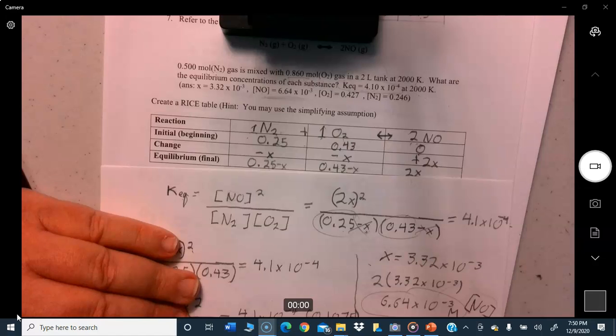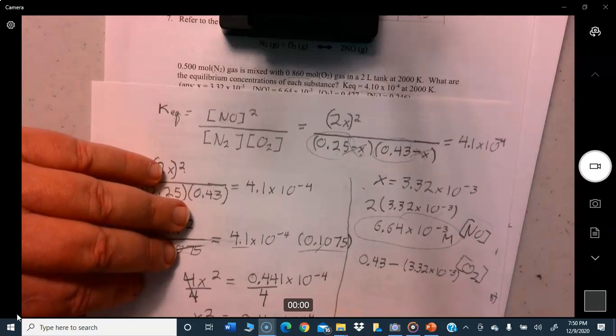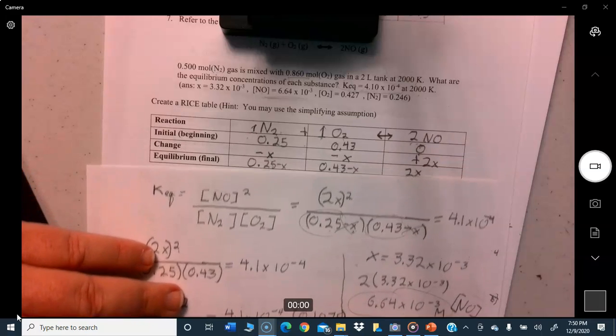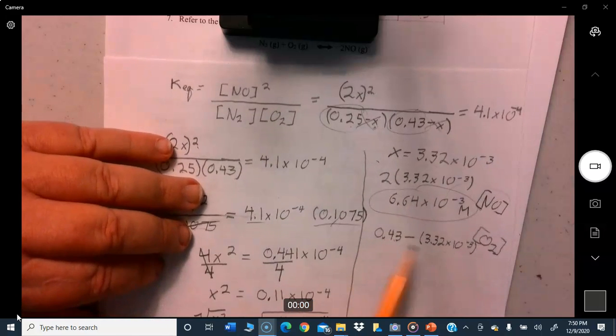What you'd have to do is change that to 430 times 10 to the minus 3. Anyway, I don't want to go there. You can just do it on the calculator. So now that you see what we're doing, that we're plugging the 3.32 times 10 to the minus 3 in for that x. So 0.43 minus that, so that's what we have here.